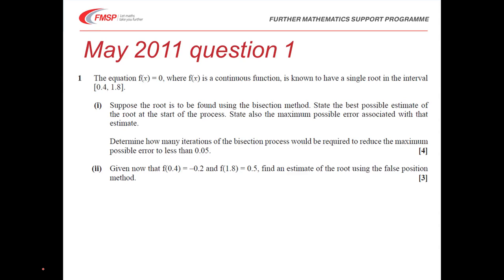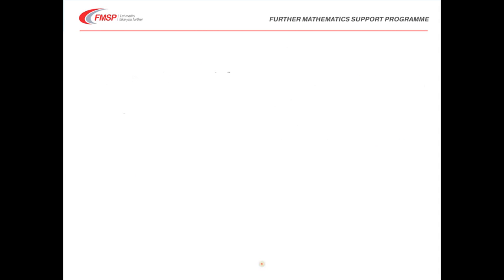Okay, the second bit is the method of false position. I've got a particular way of doing that. Basically, look at what we have here and here. I like to imagine them as x and y's. So when x is 0.4, y is negative 0.2. When x is 1.8, y is 0.5. So what I do is I write down a table with my x and y values.